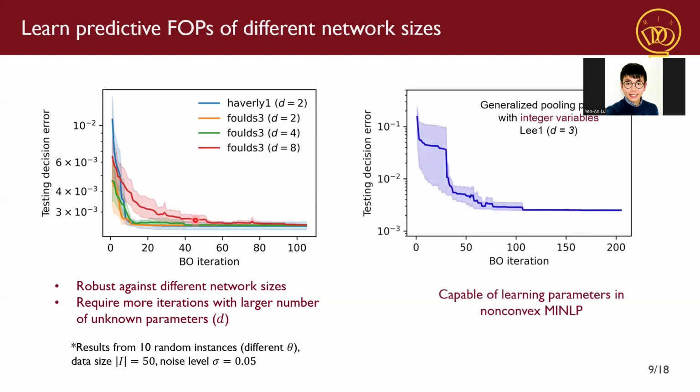And next, we further extend our problem into a generalized pooling problem where it contains integer variables. And we show that our algorithm is still able to efficiently converge to good models within 100 iterations.